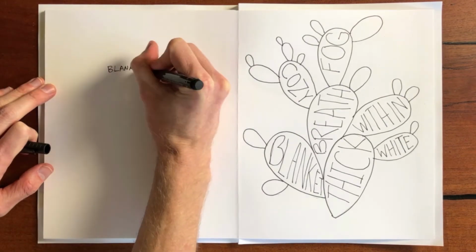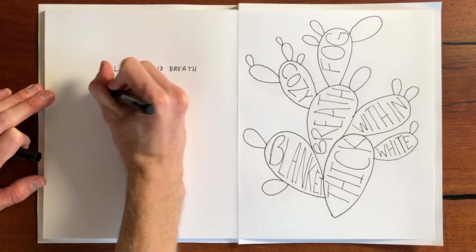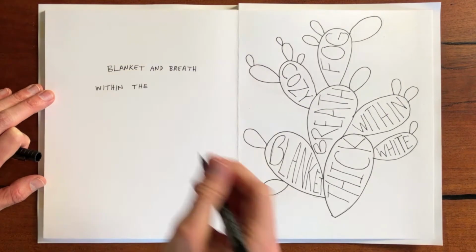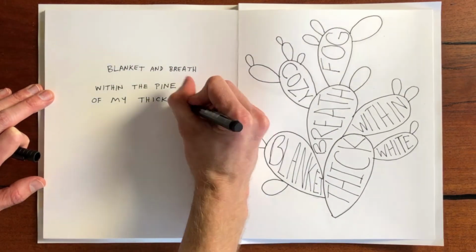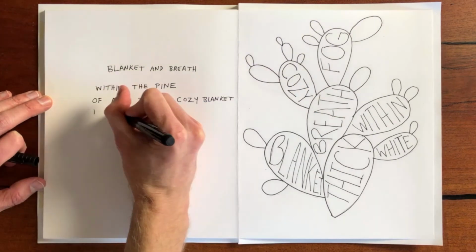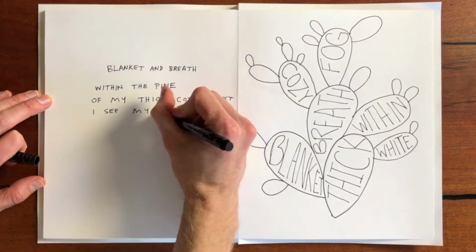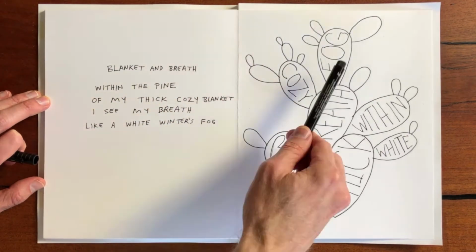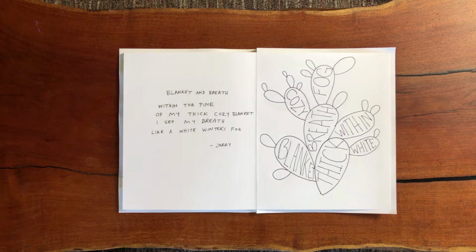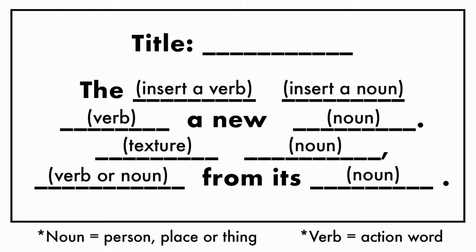In step 4, we'll bring those words back into our writing. So we've gone through a process, and now we're going to try to write the poem using these words. My poem comes together like this: within the pine of my thick, cozy blanket, I see my breath like a winter's fog. You'll notice that I used all the words included in my word list. Let's take a look at a template together that might help you write your poem.